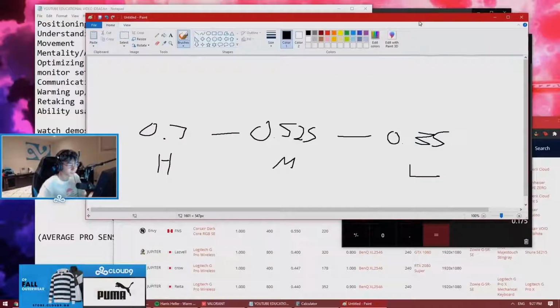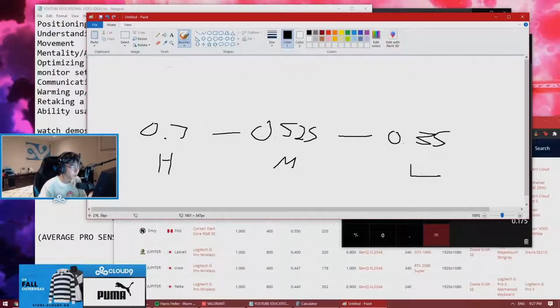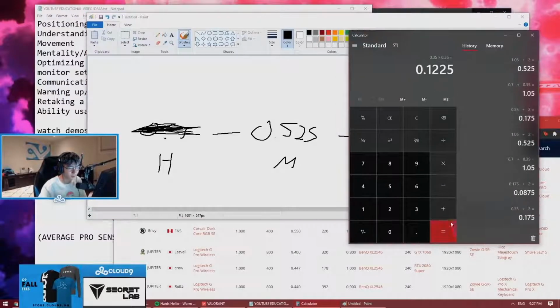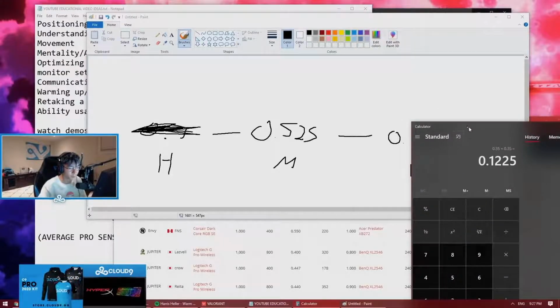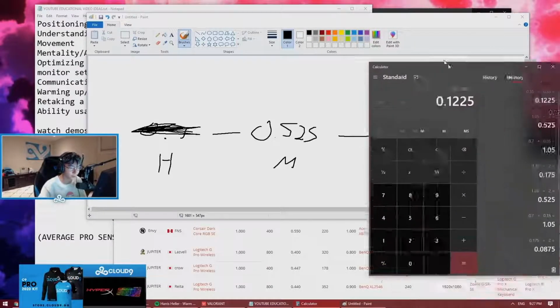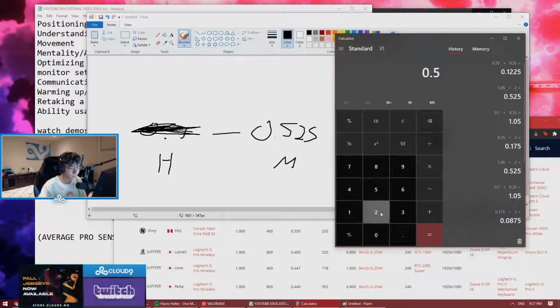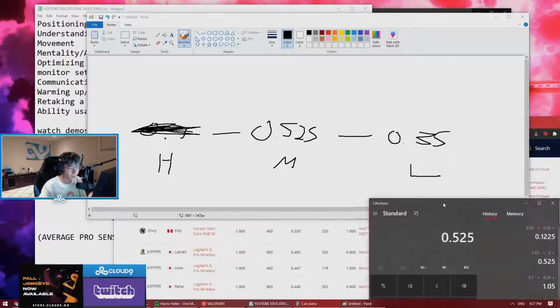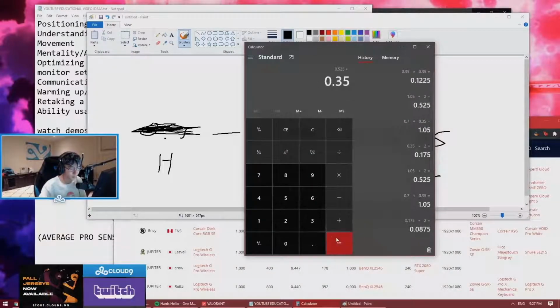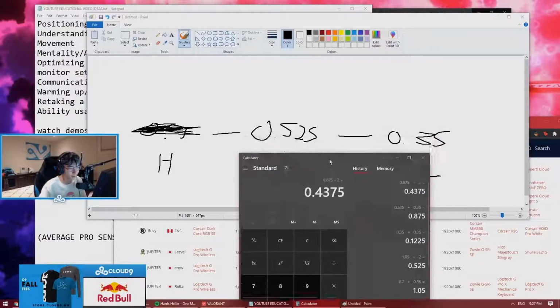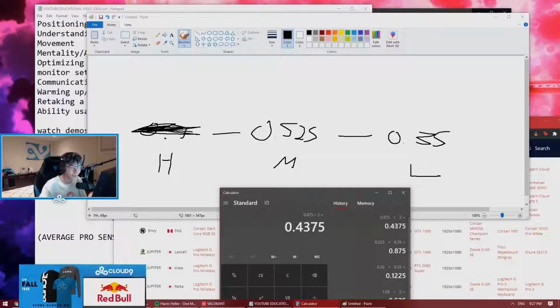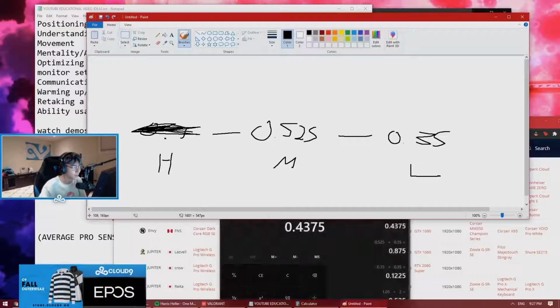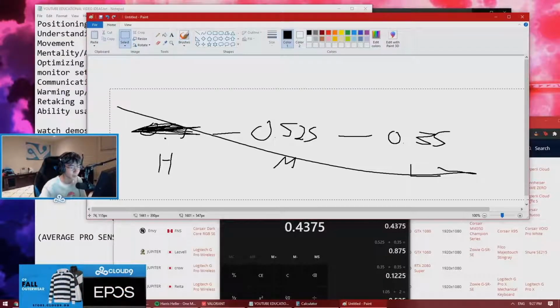Back into Paint. And so 0.7, I'm going to cross out now because I know I don't like 0.7. Same thing as before: get these two numbers, the medium and the low, because I decided that I don't like the high. 0.525 plus 0.35, divide that by 2. And that's how you're doing the test, if you can kind of get the main concept of it.